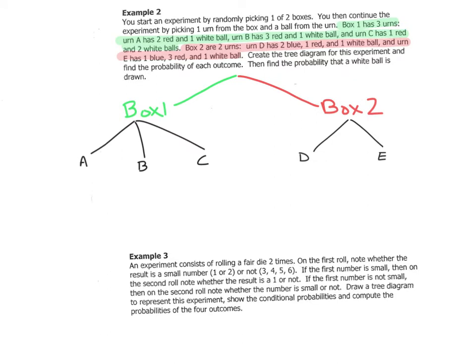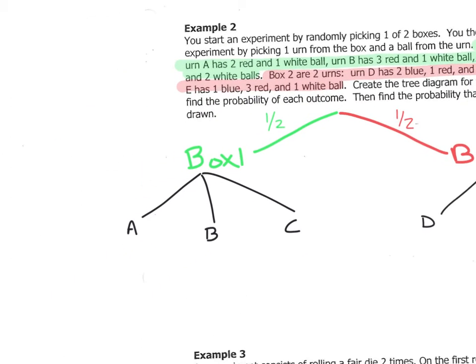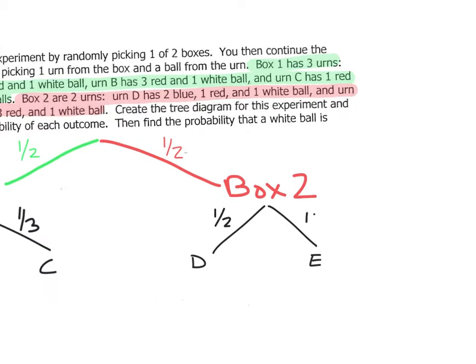So it starts with talking about the urns are labeled A, B, C for box 1 and D, E for box 2, followed by the colors of the balls that are in each of the urns. Just read carefully and make sure your tree looks like this. Before we get too far, let's make sure we put the probabilities for each one. So obviously if there's 2 boxes, I have a 1 in 2 chance of getting into the first box and the second box equally. Since there are 3 urns, there's a 1/3 chance of picking each, 3 being the total. Over here we're back to a half because there's only 2.